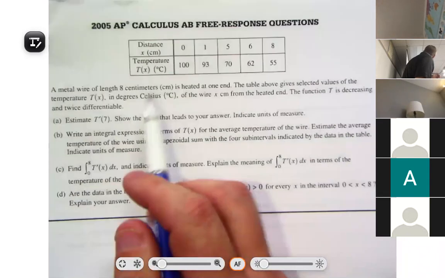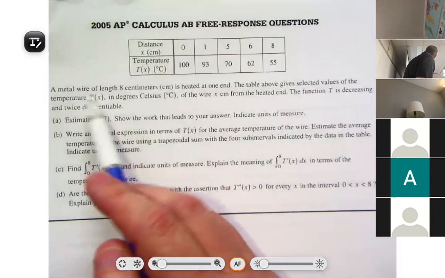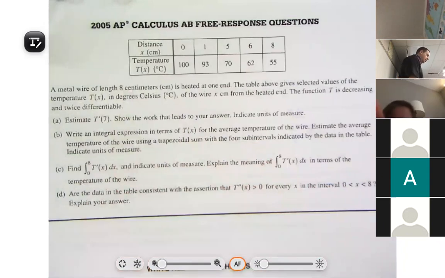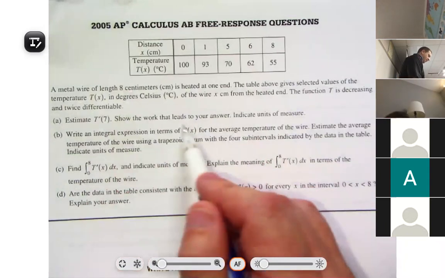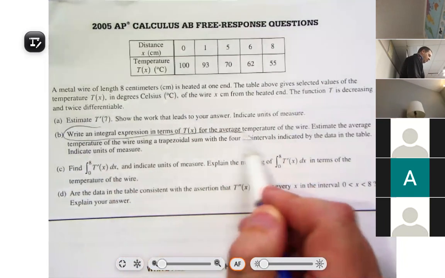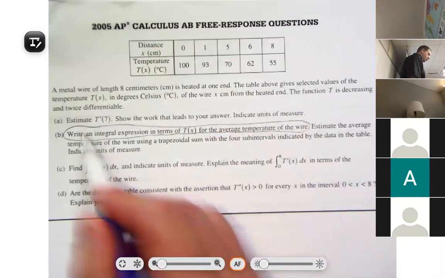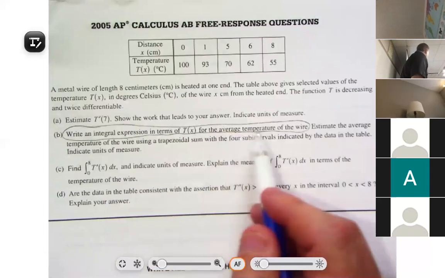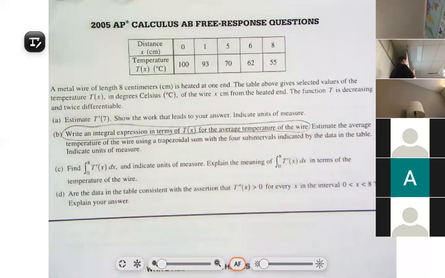They give all this context talking about temperature of some metal wire. That's irrelevant. But the question says, write an integral expression in terms of T of x for the average temperature of the wire. As soon as I see average temperature, in my brain, that's a tip off. That's an average value problem. I'm using the average value formula. And if you can just key in on little phrases like that, it makes the problem so much more manageable.